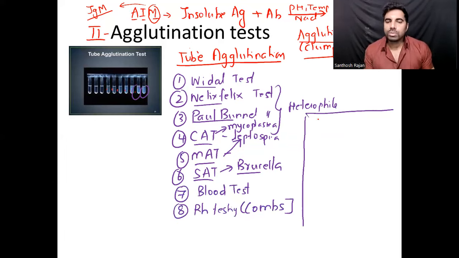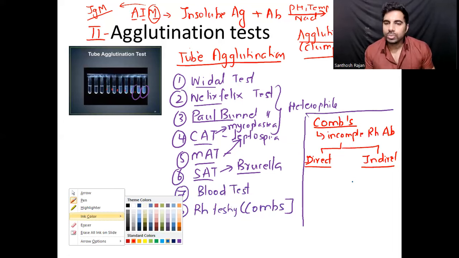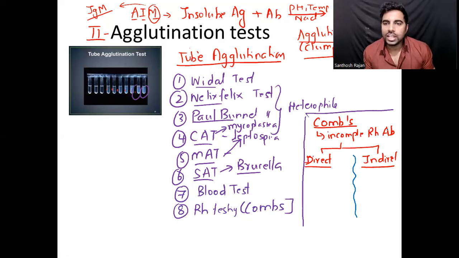So in the Coombs test, what are you detecting? You're detecting the incomplete Rh antibody, right? You're going to detect the Rh antibody. So here, there are two: you can have a direct Coombs and you can have an indirect Coombs. When you talk about direct and indirect Coombs, what happens here? In direct Coombs you're detecting this Rh antibody in the fetus.